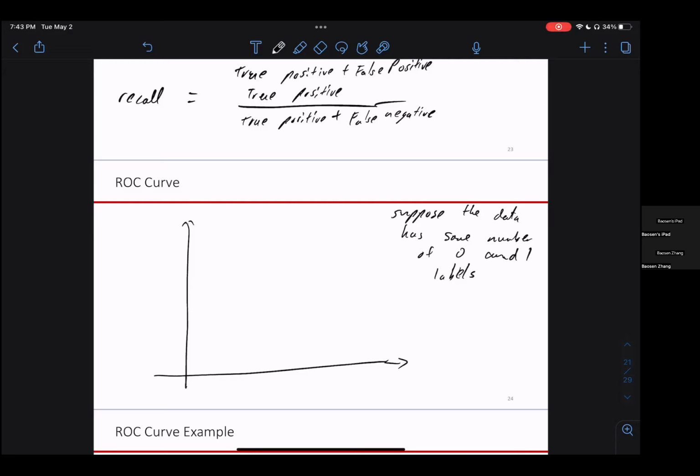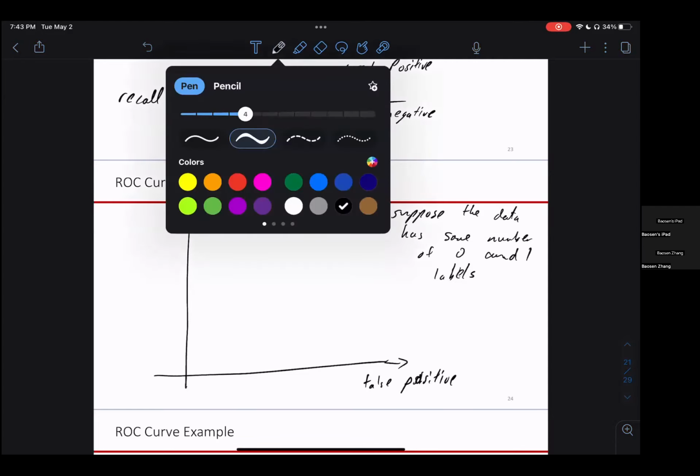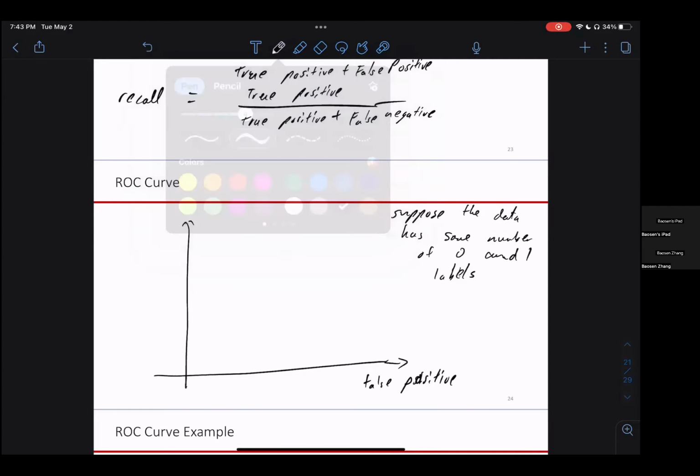Okay, and then we can plot this. So this is false positive. This is false negative. Sorry, let me plot this as a true positive. So this axis is how often you're wrong in the positive case, and this is how often you're right.